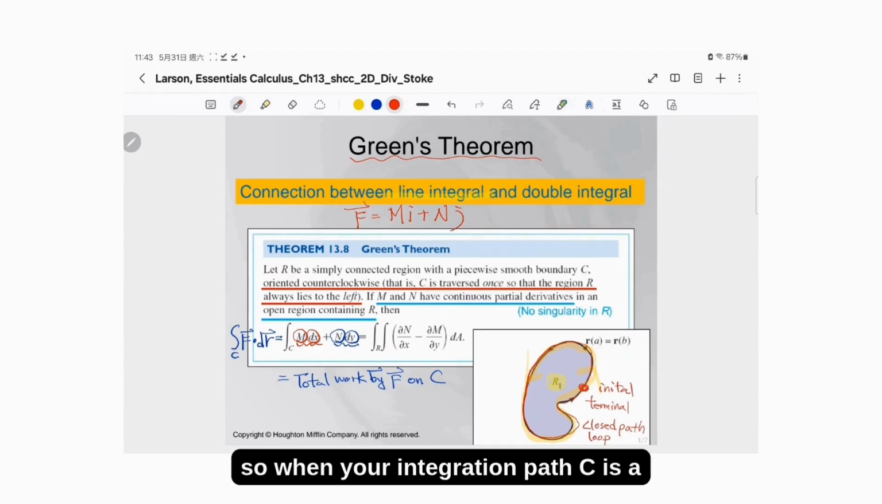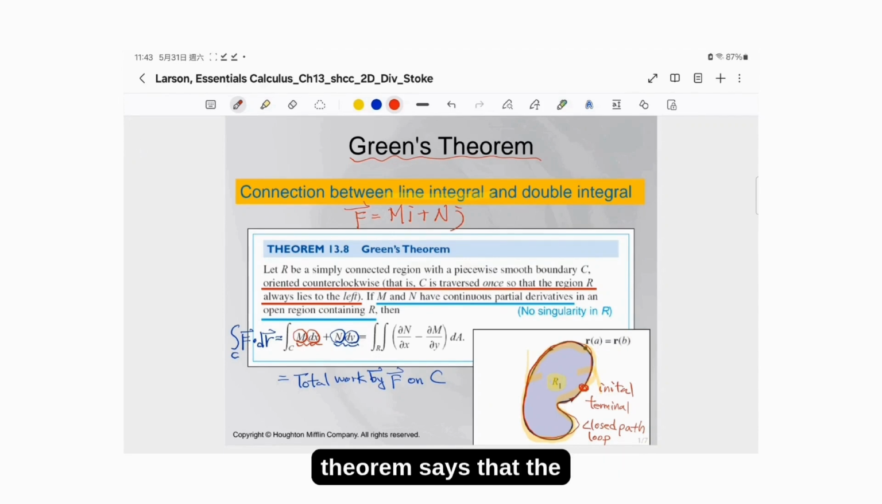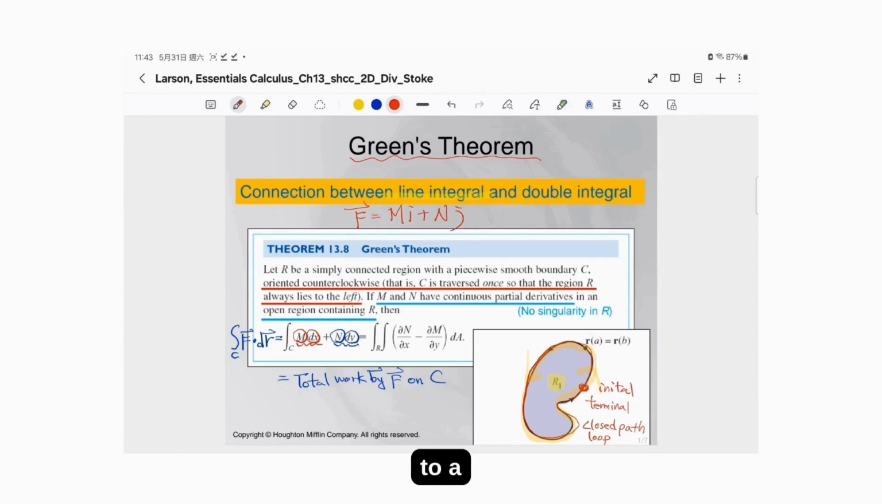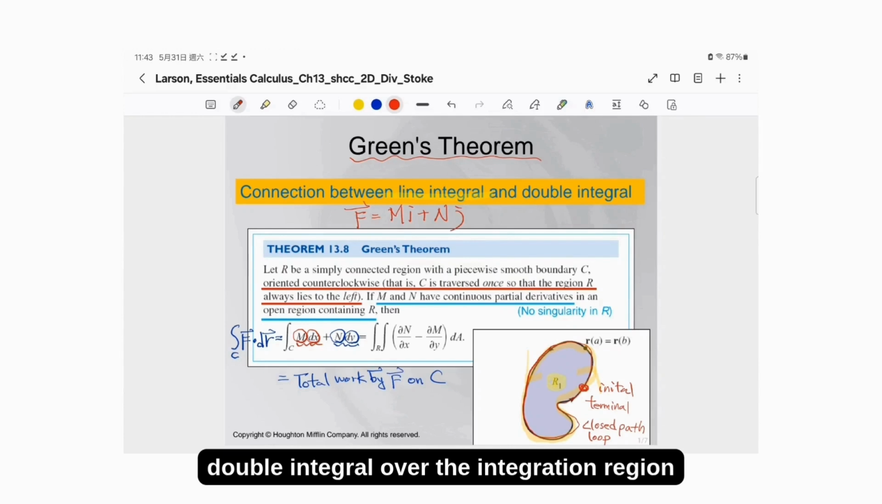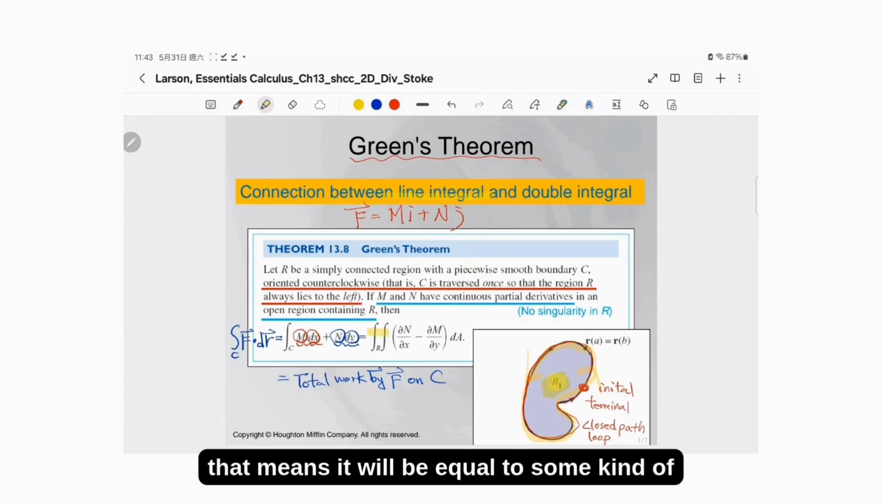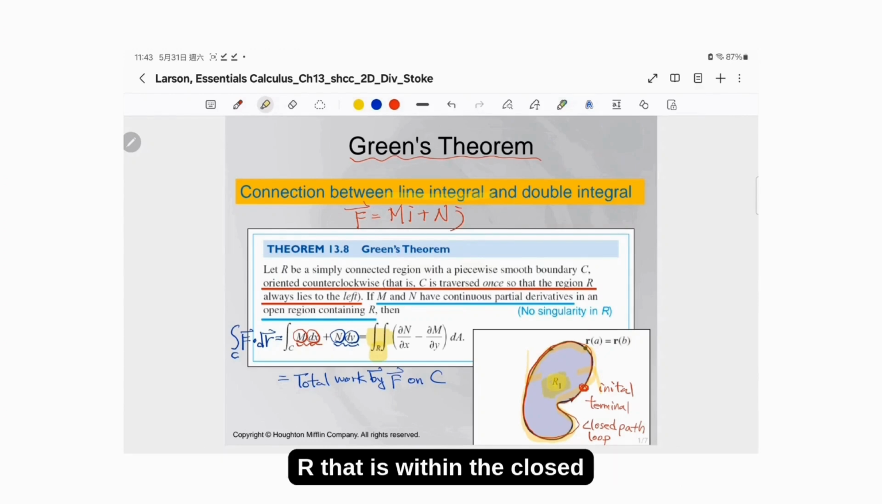When your integration path C is a closed loop path, then Green's theorem says that the work done by the force will be equal to a double integral over the integration region R that is bounded within the closed loop, dA. So this is a double integral.